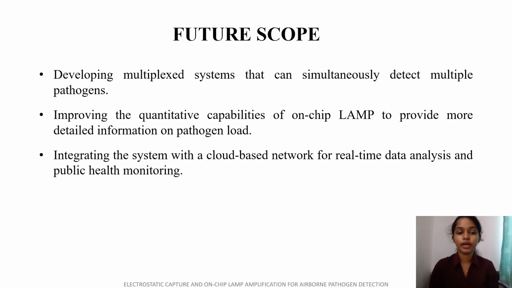The future scope is developing a multiplexed system that can simultaneously detect multiple pathogens, improving the quantitative capabilities of on-chip LAMP to provide more detailed information on pathogen load, and integrating the system with a cloud-based network for real-time data analysis and public health monitoring.